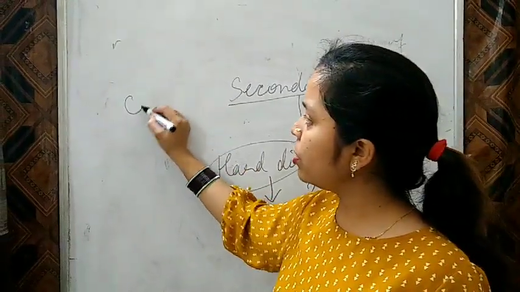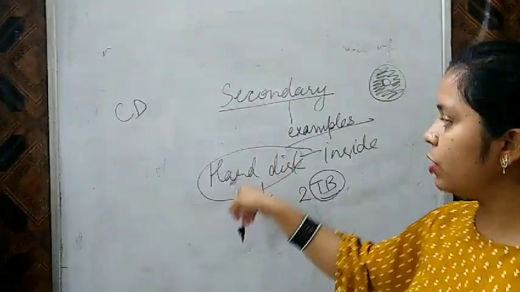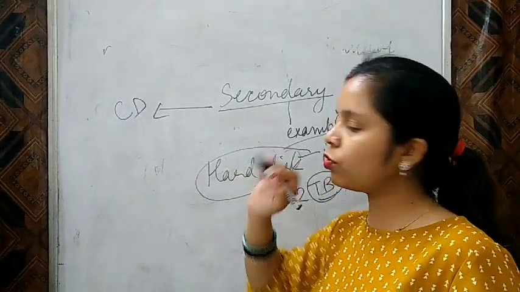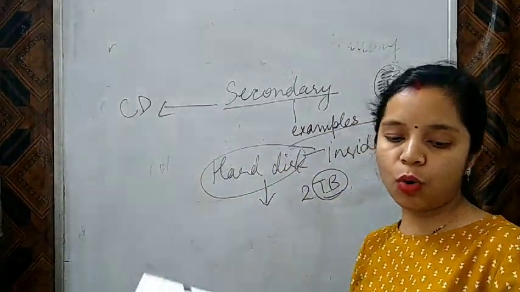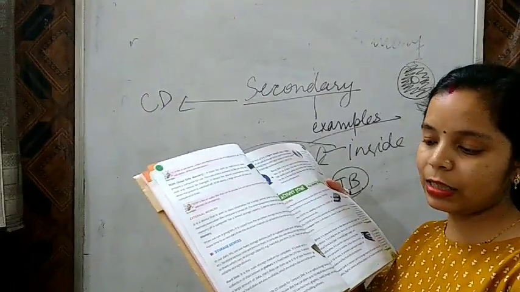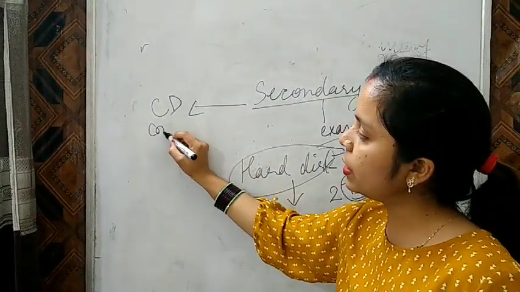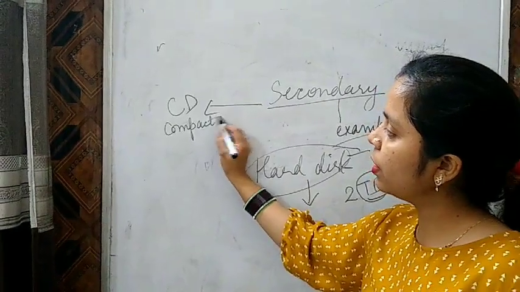Next, a secondary storage device. This is your secondary storage device. Now the next secondary storage device is the CD. You all have seen a CD. A CD is like this. And the full form of CD is compact disc.